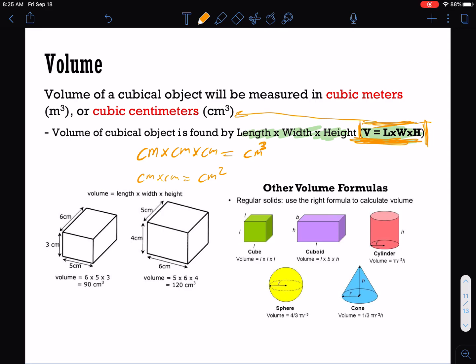So this should be really easy. You've probably done this before in class. You're just going to be taking the length times the width times the height. Those three measurements right there.